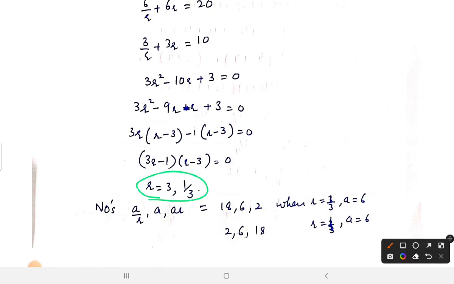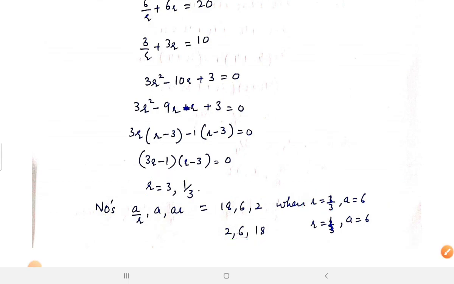So when a is 6 and r is 3, we will get the numbers as 2, 6 and 18. When r is 1 by 3 and a is 6, the numbers are 18, 6 and 2. So that is all about the questions based on the sum of geometric progressions.